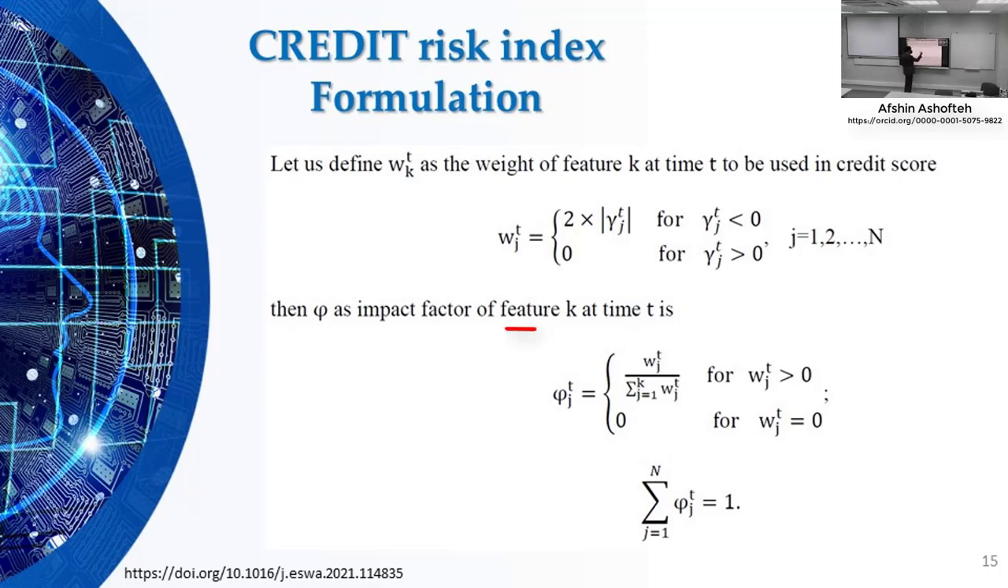So let's define WJT, okay, which is the transformation weight of feature J at time t. And we also have phi as the impact factor of feature K at time t. So we have it as phi JT.